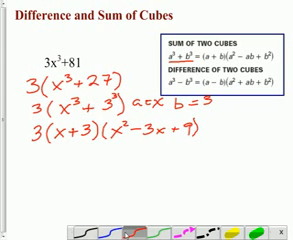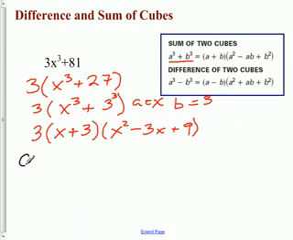And we're done. I'm going to grab a different pen, and I'm going to do a quick check just to show you how this works. I'm going to FOIL this. The x I'm going to push through first. So when I check, I get x cubed. X times negative 3x gives me negative 3x squared. X times 9 gives me positive 9x.